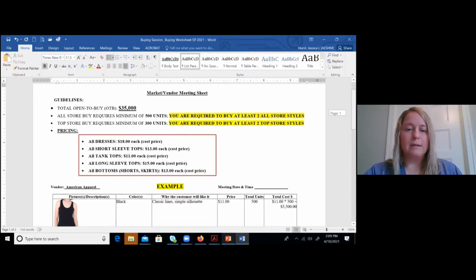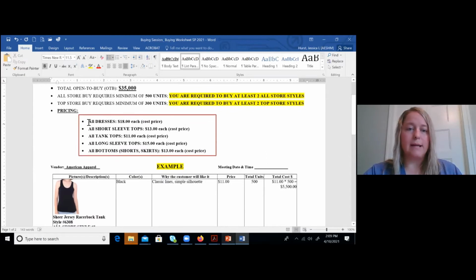So in this next box down here, I just gave you a quick scenario of what the pricing would be. And this is the cost price that we're going to pay the vendor. And so all dresses are $18 each. All short sleeve tops are $13 each. All tank tops are $11 each. All long sleeve tops are $15 each. And all bottoms, which are short skirts, are $13 each. And that's our cost price.